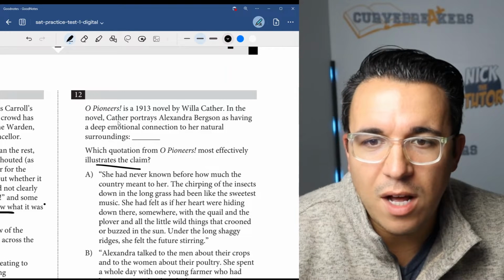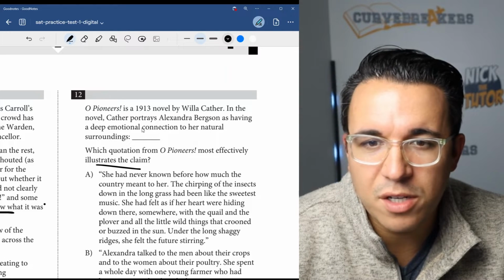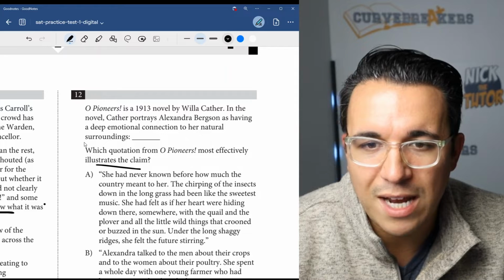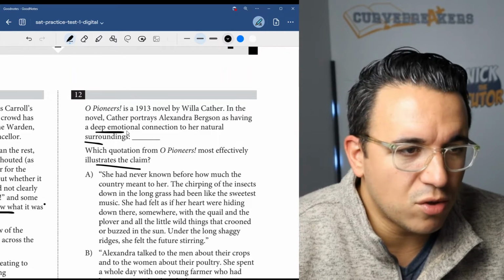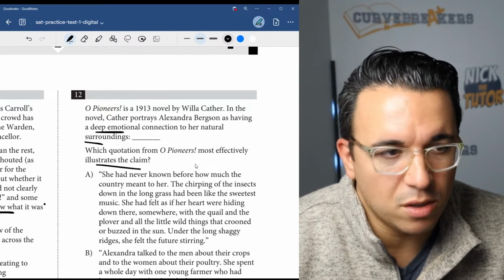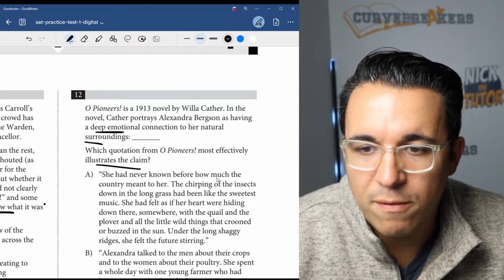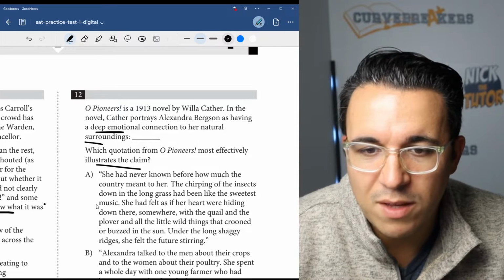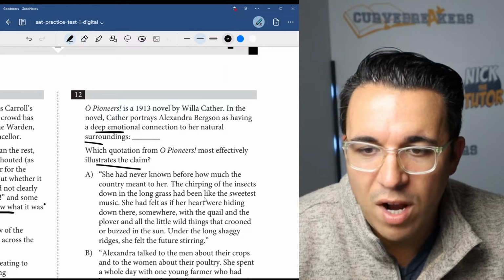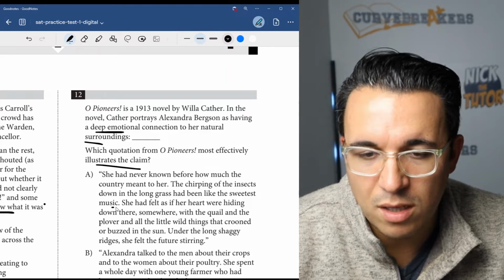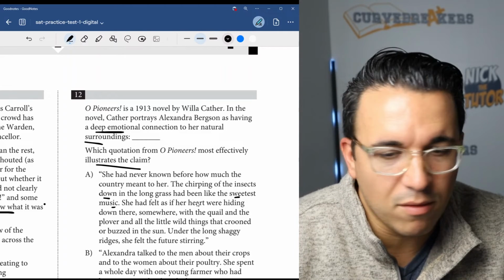So in the novel, Cather portrays Alexandra Bergson as having a deep emotional connection to her natural surroundings. So we're looking for an answer choice that shows a deep emotional connection. "She had never known before how much the country meant to her. The chirping of the insects down in the long grass had been like the sweetest music." So I think we're already looking at the right answer here.